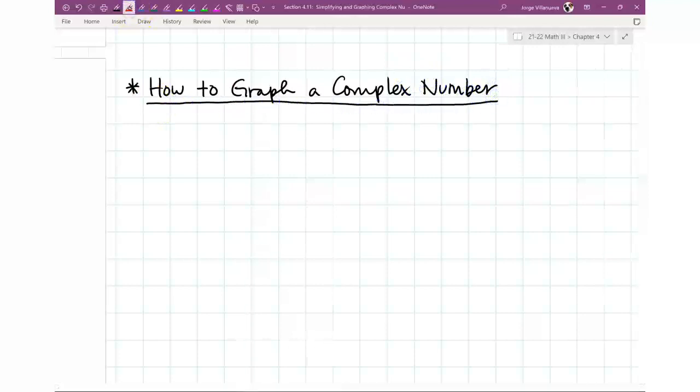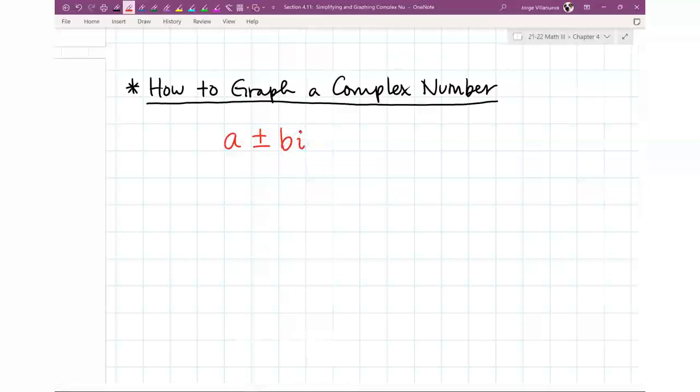Again, this is really easy. Don't let it scare you, okay? This is really easy. So check it out. A complex number usually looks like this. It's either a plus bi or a minus bi. So I'm just going to write a plus or minus bi. Okay, it doesn't matter which one it is.